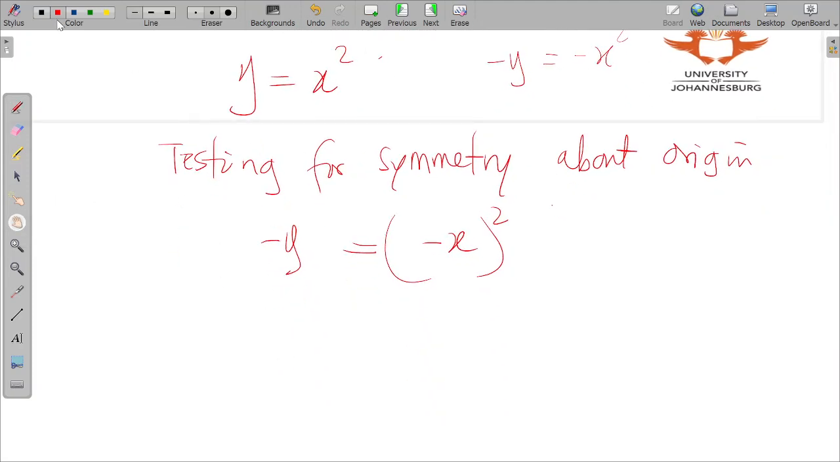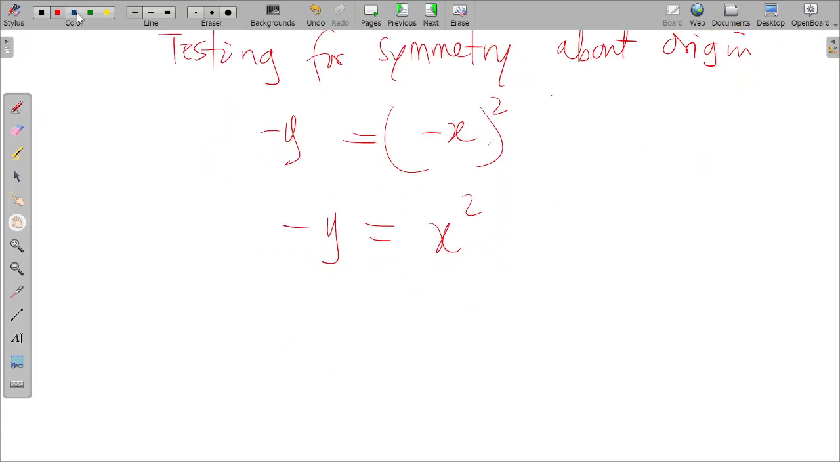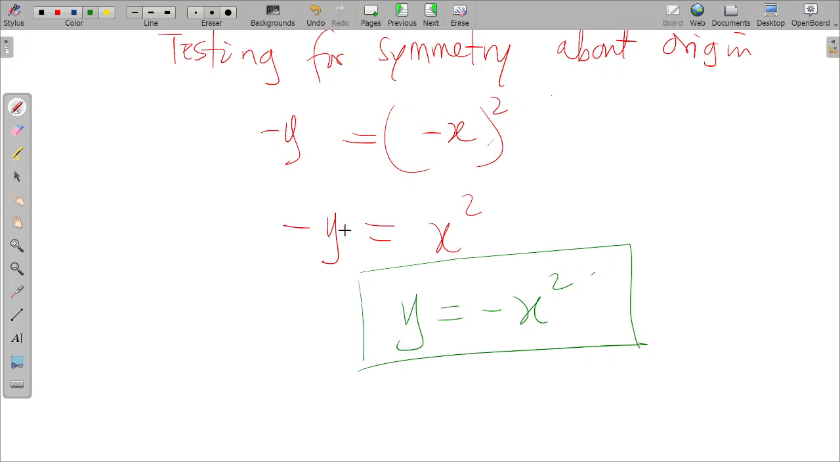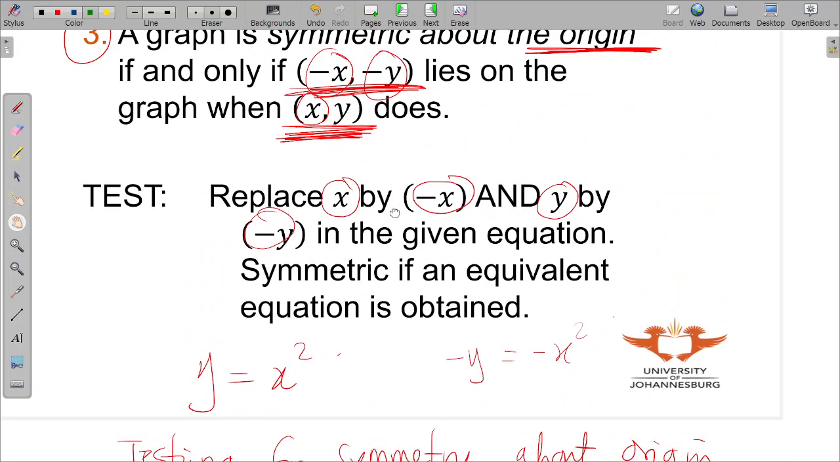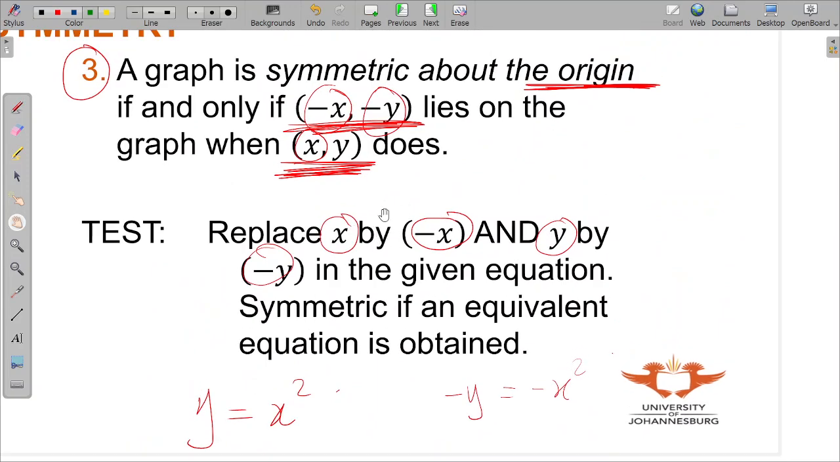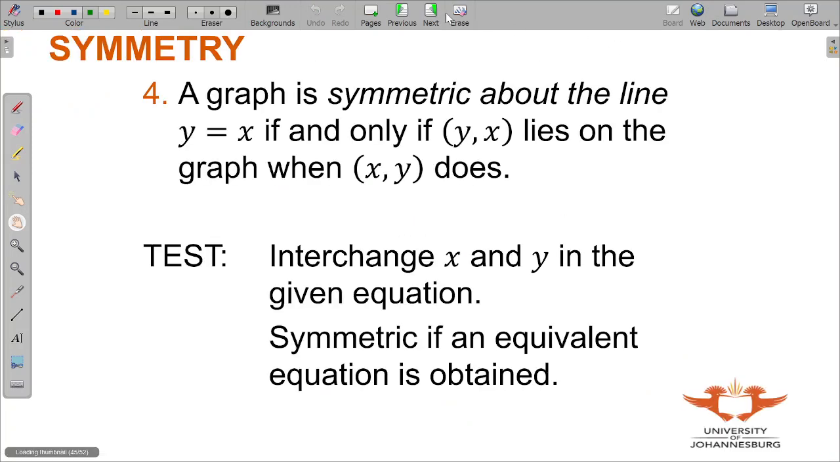So if we have this now, this becomes negative y equals x squared. Making y the subject, we have y equals negative x squared. So we see it is not symmetric about the origin. To test symmetry about the origin, you just replace x with negative x and y with negative y, and you test for that.